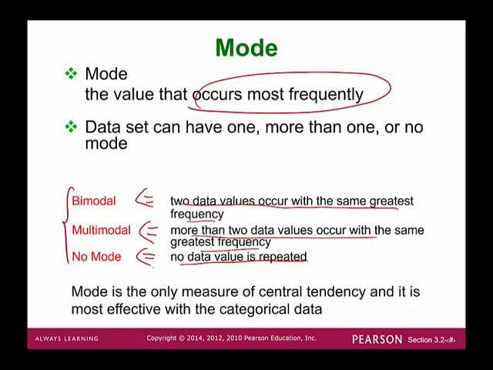Okay. And mode is only one measure of the central tendency. It's most effective with categorical data. So when we have categorical data, mode becomes the only measurement we can use to capture the center, because we wouldn't be able to find a mean and median for categorical data.